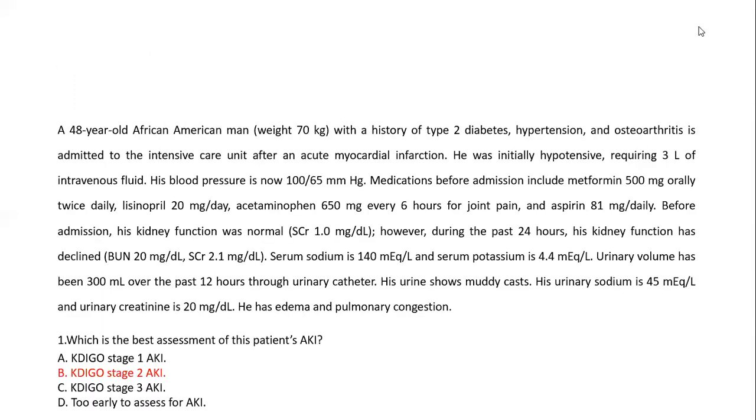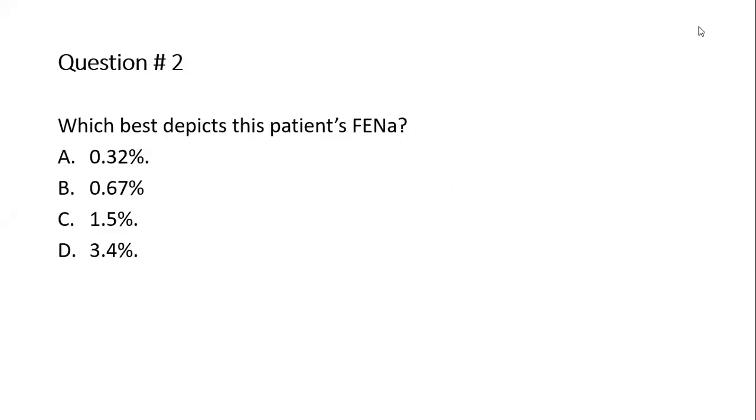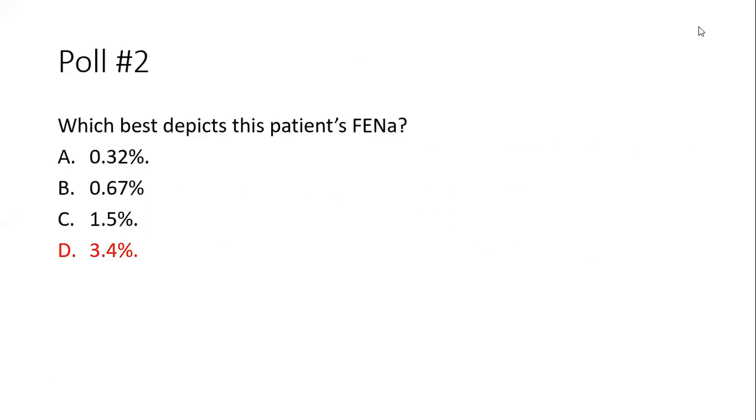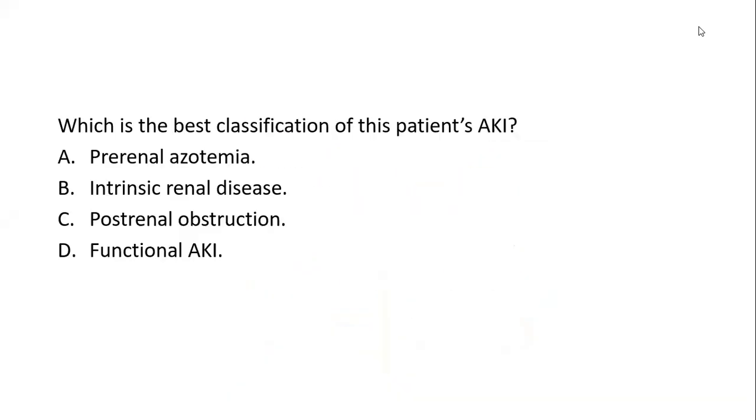So his urine shows muddy casts. His urine sodium is 45 and urinary creatinine is 20. He has edema and pulmonary congestion. There is no enlarged prostate. There's no stone. There is no benign prostate hyperplasia. There is no cancer, right? So in such conditions, you would never consider a post-renal cause. You will look at the intrinsic cause.